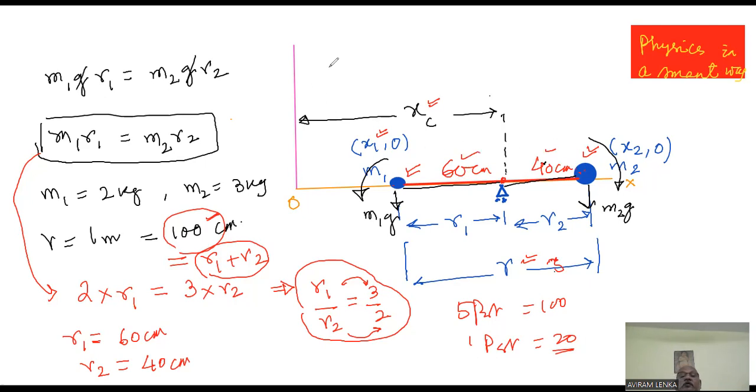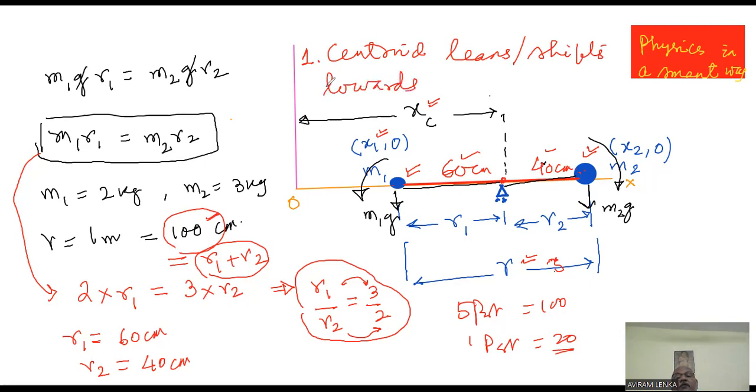So thereby, we create a property of center of mass: that center of mass, or centroid, maybe that is the first property, centroid leans or shifts towards the heavier portion of the system.